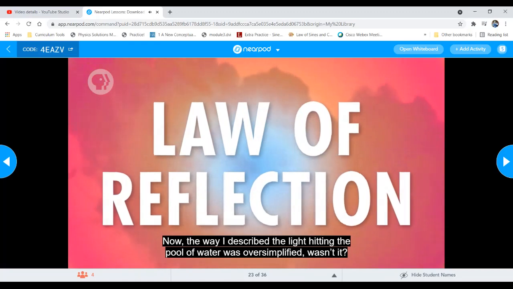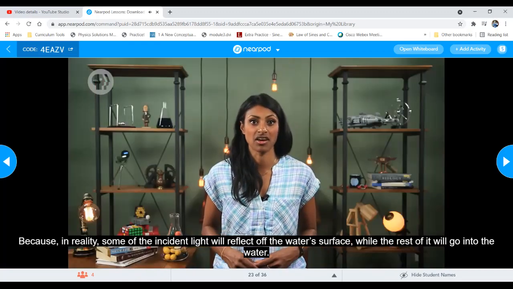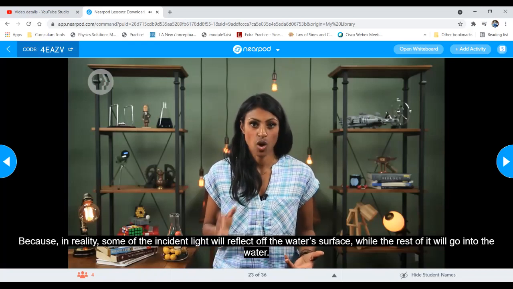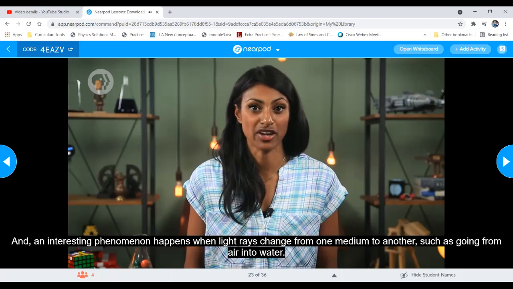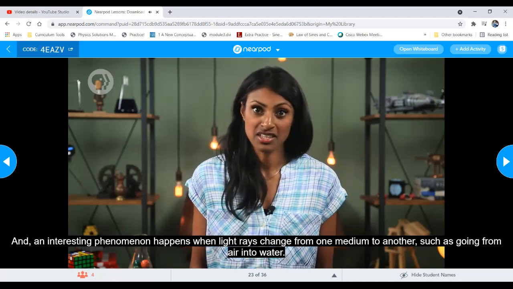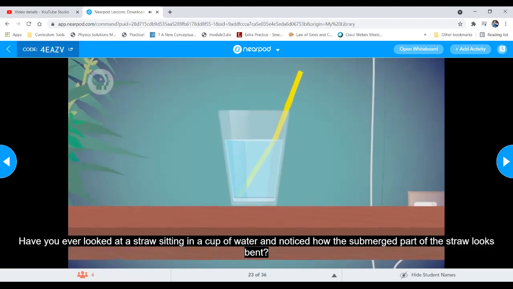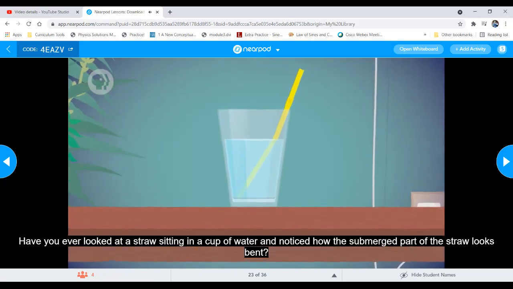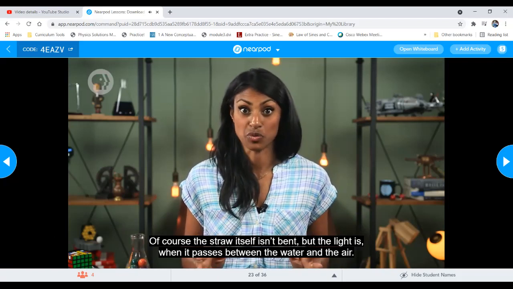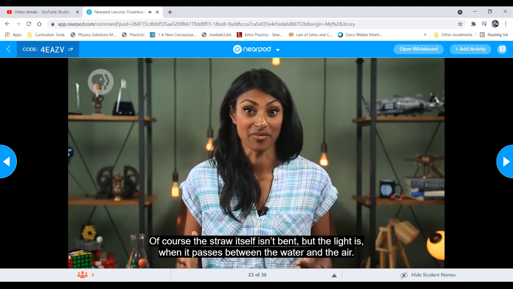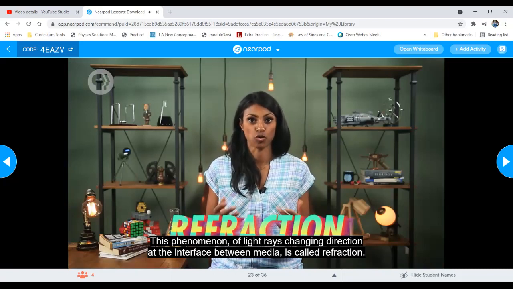Now, the way I described the light hitting the pool of water was oversimplified, wasn't it? Because in reality, some of the incident light will reflect off the water's surface, while the rest of it will go into the water. And an interesting phenomenon happens when light waves change from one medium to another, such as going from air into water. Have you ever looked at a straw sitting in a cup of water and noticed how the submerged part of the straw looks bent? Of course, the straw itself isn't bent, but the light is when it passes between the water and the air. This phenomenon of light rays changing direction at the interface between media is called refraction.